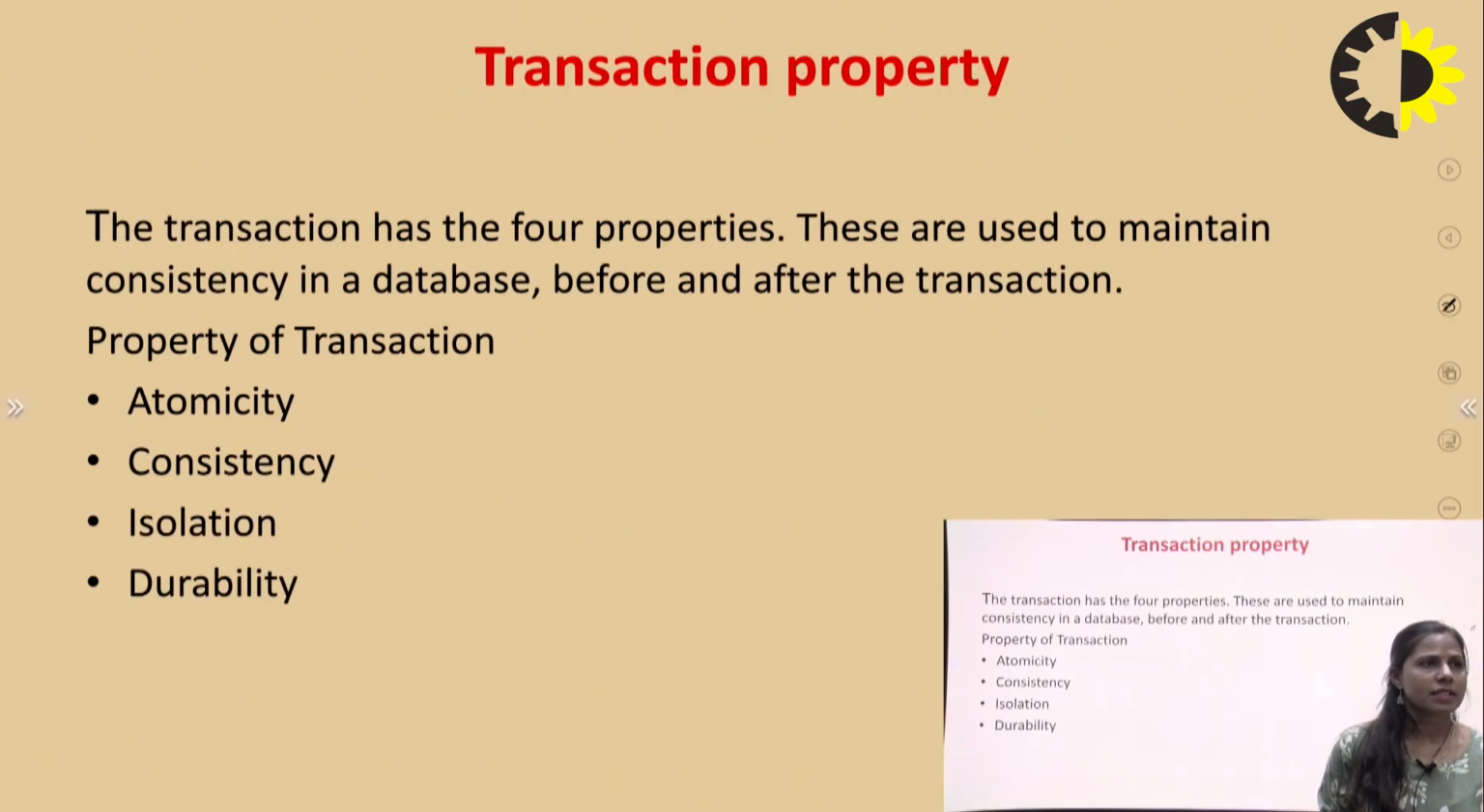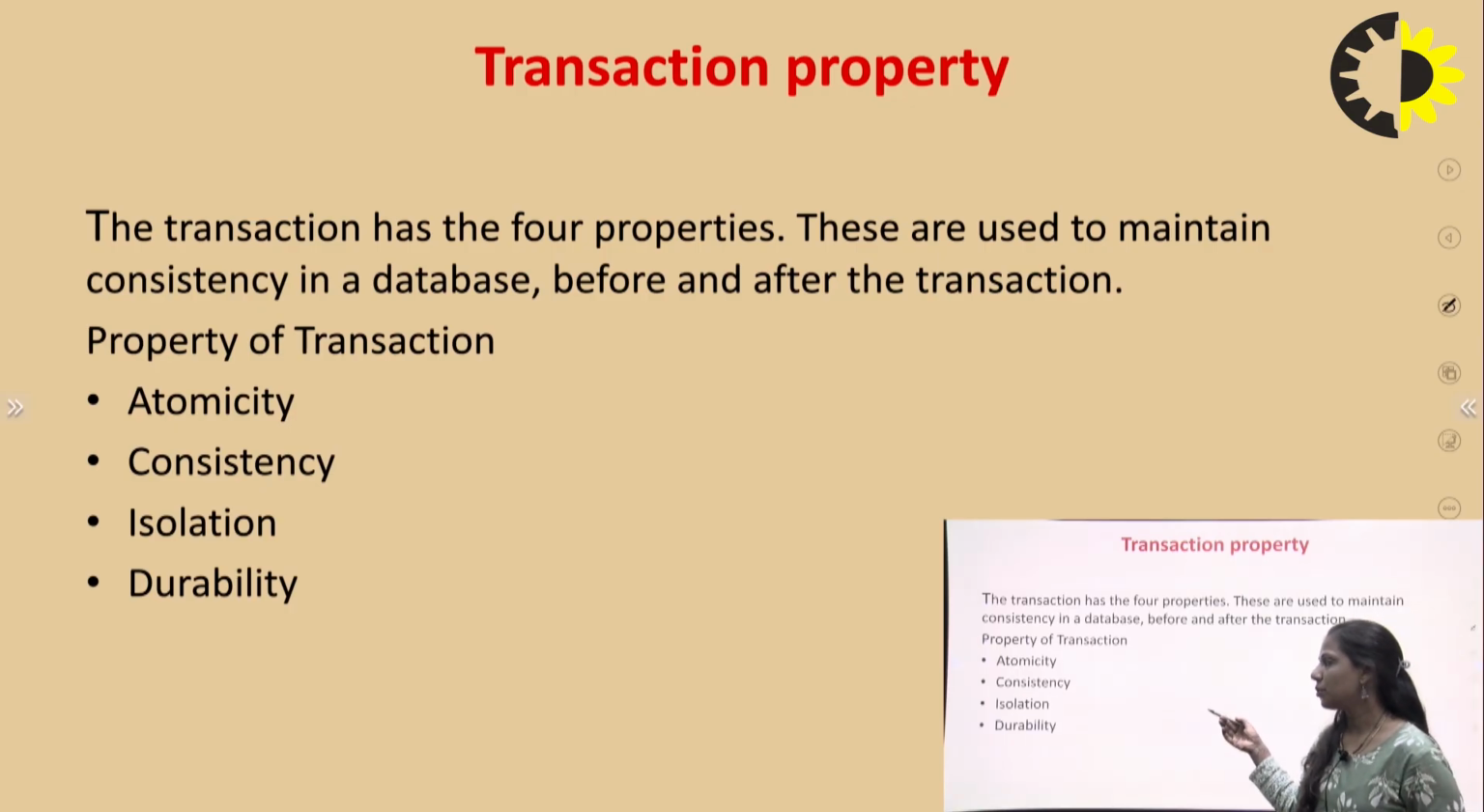Then we can discuss the various properties of a transaction. Various properties should be there to maintain consistency in the database before and after the transaction. Whatever operations or transactions we are doing, to maintain the consistency in the database, we have to follow some properties of a transaction. So what are these properties? They are atomicity, consistency, isolation, and durability. We have already discussed these terms in previous lectures, so we will just go through them briefly.